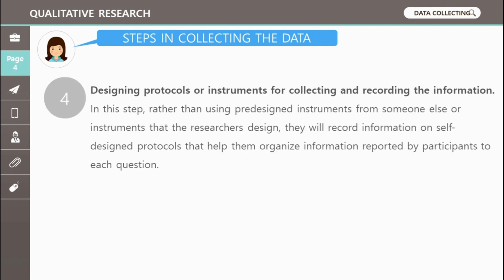The next step is designing protocols or instruments for collecting and recording the information. In this step, rather than using pre-designed instruments from someone else or instruments that the researchers design, they will record information on self-designed protocols that help them organize information reported by participants to each question.